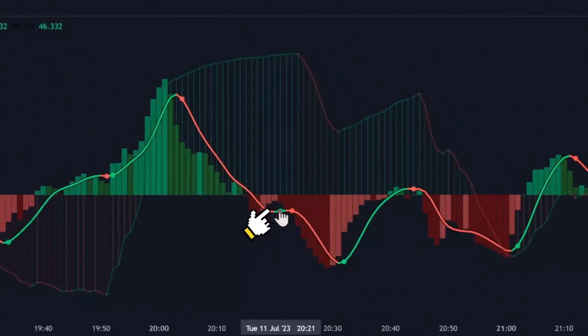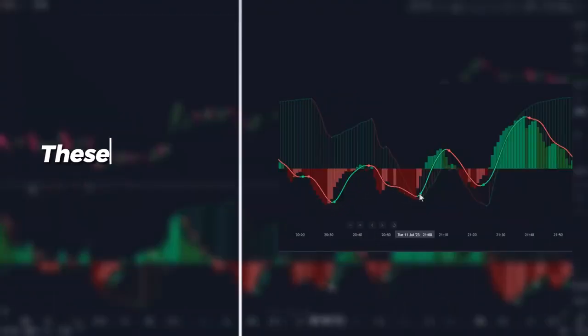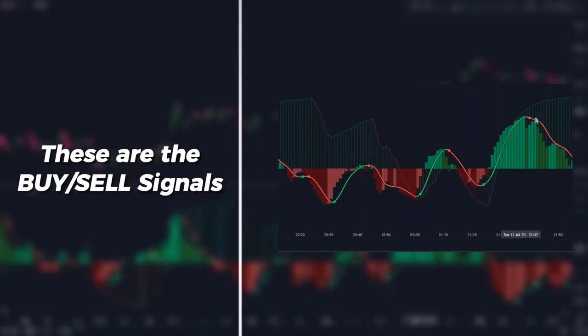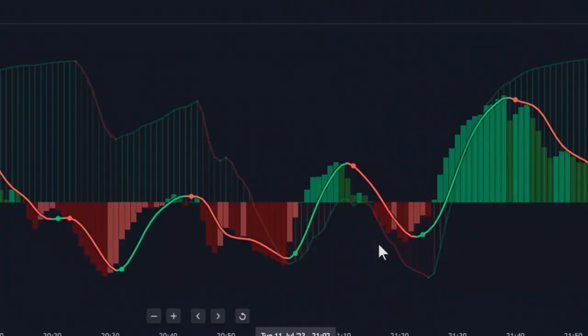You see these green and red dots along the BX Trender oscillator? These are the buy and sell signals. The green dots are the buy signals, while the red dots are the sell signals.